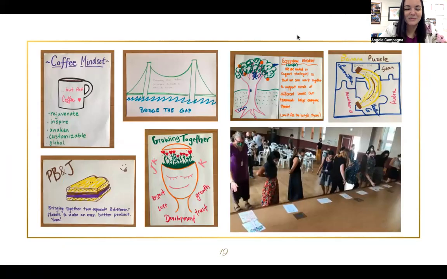Super creative: coffee mindset, bridge the gap, ecosystem, banana puzzle, growing together. I really like this PB&J, bringing together two separate and different flavors, like ELL teacher and homeroom teacher or content teacher to make an even better product. Yum. Super creative. It was a really nice activity. We did a little gallery walk at the end. It was a great activity to get everyone in that collaborative mindset right from the get-go at the beginning of the year.